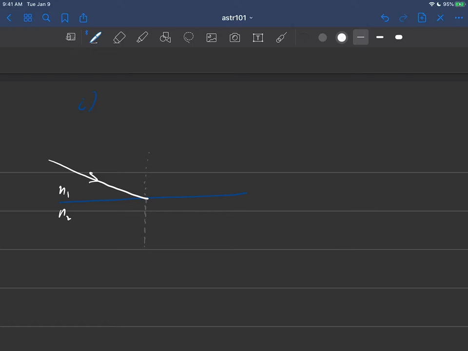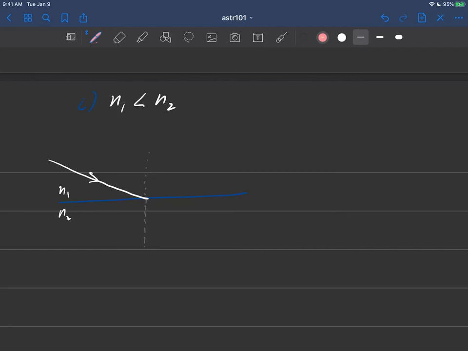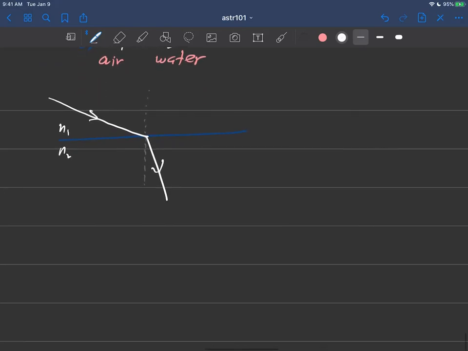And in this case, we're going to say that N1 is less than N2, okay? So if you look at the chart, is any index of refraction where the original material has an index of refraction that's less than the one it's going into? An example of this would be, and you can look at the chart yourself, if N1 was air and N2 is water. When this happens, the bending is always going to be towards the normal.